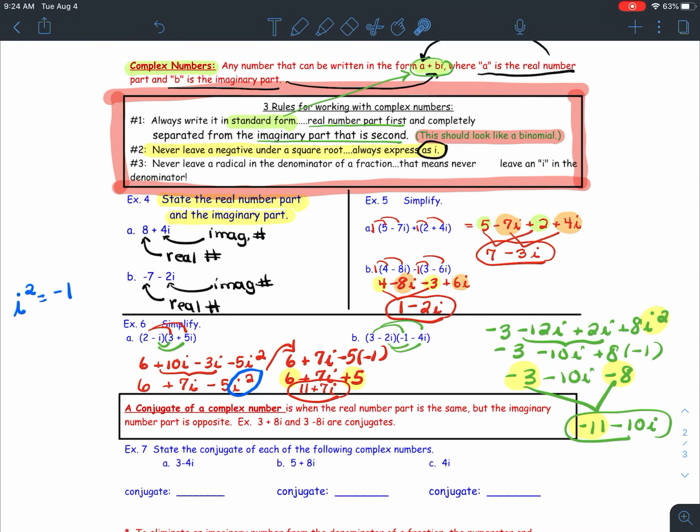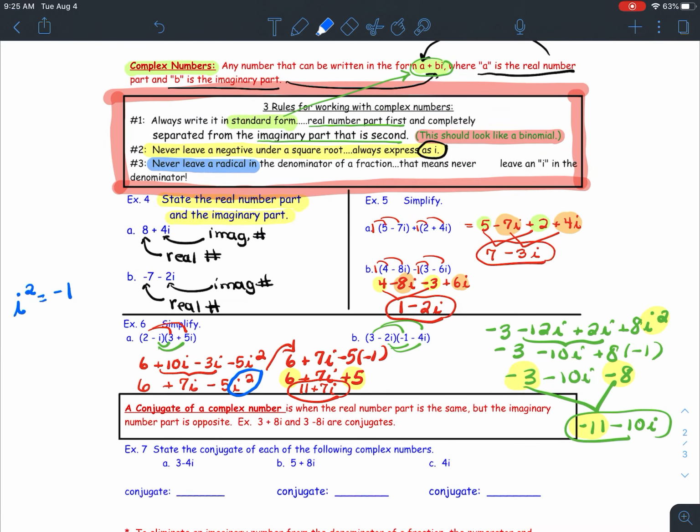We had discussed that you always want your final answer to be in this standard form where the real number part is first, the imaginary part is second. It should always look in the end like a binomial. So we had things like i squareds that we change into negative ones. The second rule is we never ever leave a negative number underneath a square root symbol. We always want to pull that out and express that as an i.